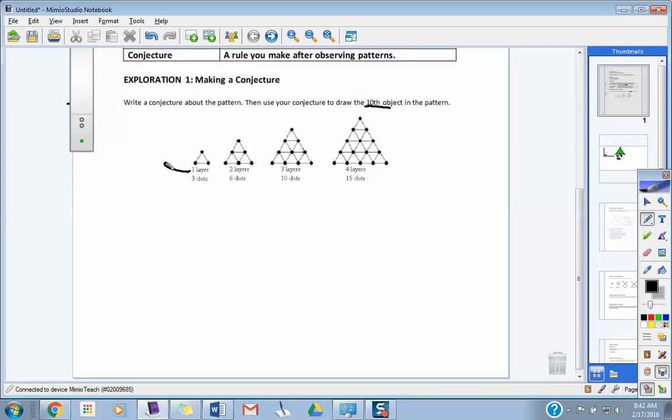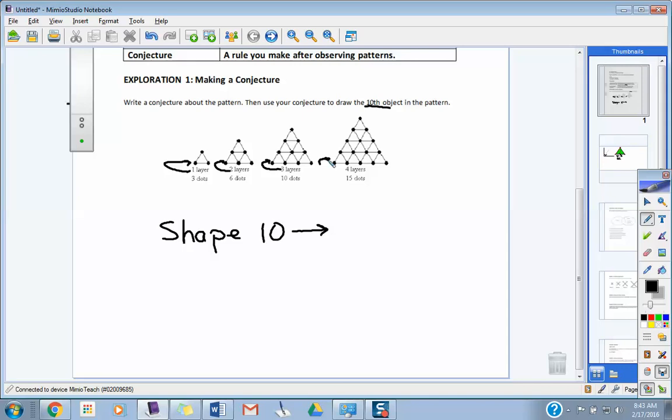Shape 1 has how many dots on the bottom? 2. One more than the shape number, right? Shape 2 has how many dots on the bottom? 3. One more than the shape number, right? Shape 3, how many dots on the bottom? 4. Now, I'm not going to draw this out, but if we had to go to shape 10, based on this pattern, just like shape 4 has how many dots on the bottom? 1, 2, 3, 4, 5. It looks like for every shape number, there is one more dot in the bottom row.